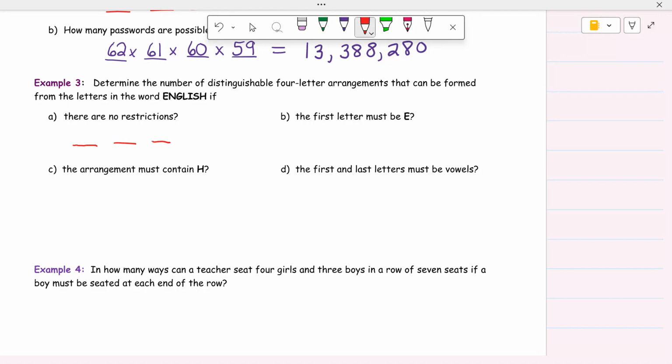7 to 8. Nope. Right. So how many letters in total is there? There's 1, 2, 3, 4, 5, 6, 7. So we have 7 letters. Do you guys agree that's all we have?